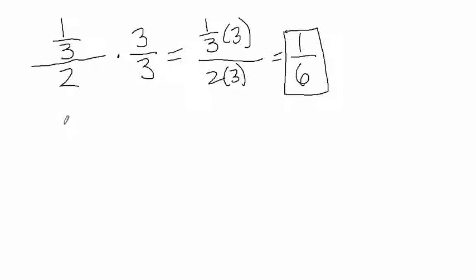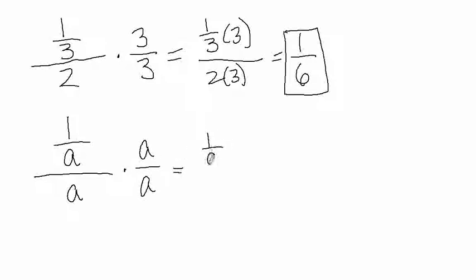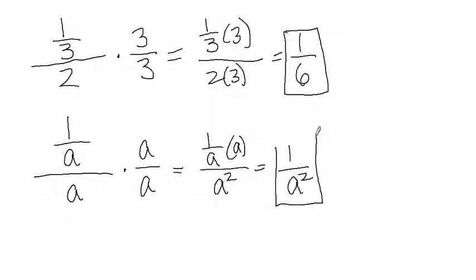Let me do an example with variables. Suppose I had 1/a divided by a, and assuming that a is not equal to 0, multiply by a/a, and this time we will get on top 1/a times a, and on bottom we'll get a squared, and the top simplifies to 1, and so the answer is 1/a squared. So this works with variables as well as numbers. All right?